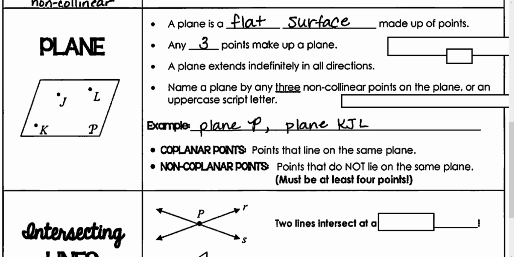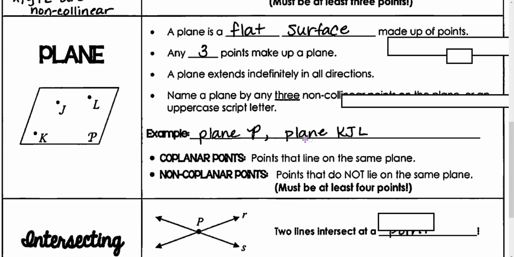All right, non-coplanar points. Coplanar points are points that lay, that should say lay and not line, lay on the same plane. Non-coplanar points do not lie on the same plane.